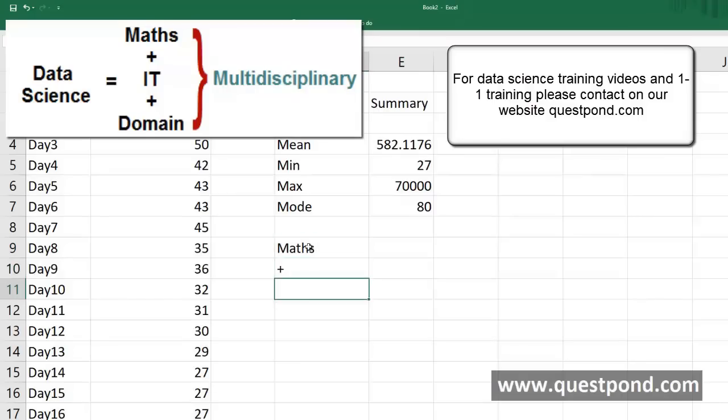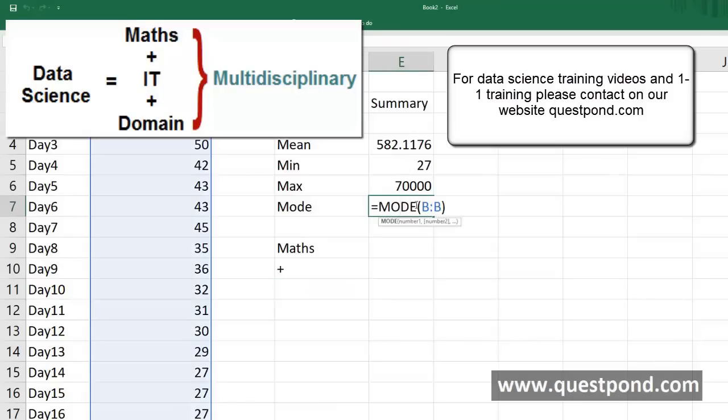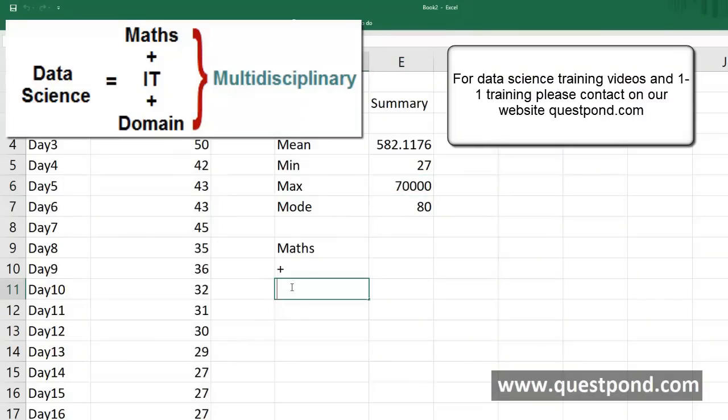The second thing I did here is I used Excel. I used my Excel knowledge and these formulas like mode, the max, and so on. Because of my Excel knowledge, I was able to implement these formulas easily. So I had good IT knowledge of Excel.